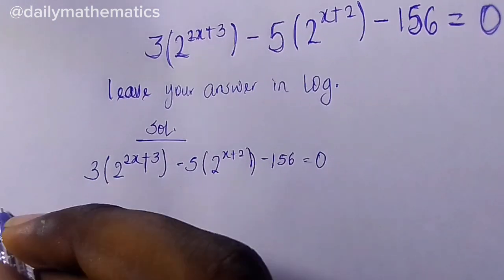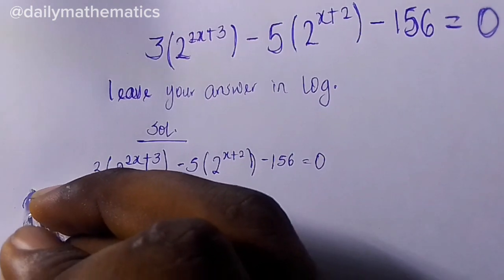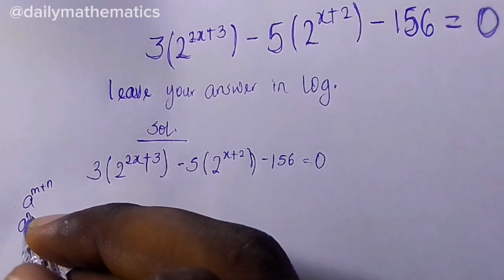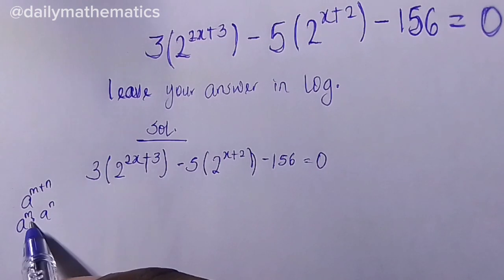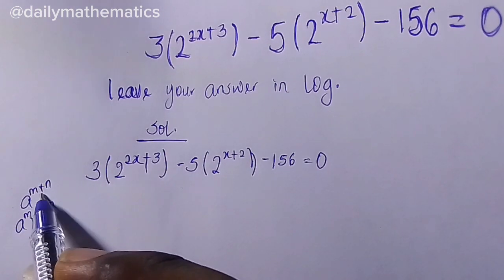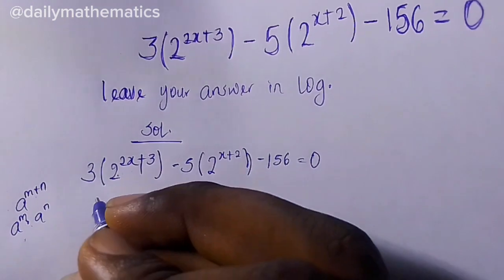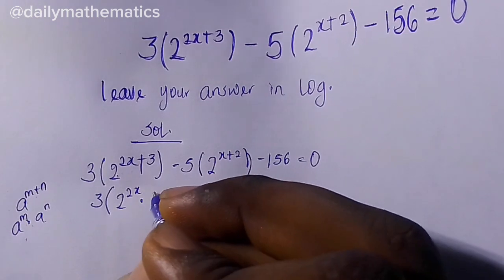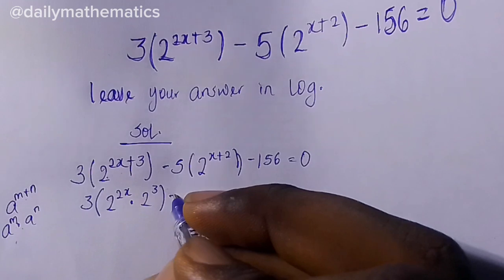Now first of all, we know that when we have a raised to the power of m plus n, it is going to give us a raised to the power of m multiplied by a raised to the power of n, the law of exponents. A raised to the power of m times a raised to the power of n will give us a raised to the power of m plus n. Now we have this, it means we are going to take it back. So we have 3 bracket 2 raised to the power of 2x times 2 raised to the power of 3, close your bracket, minus 5.